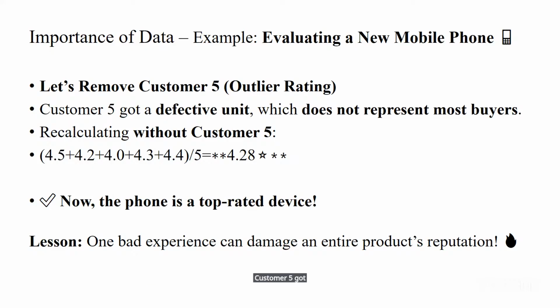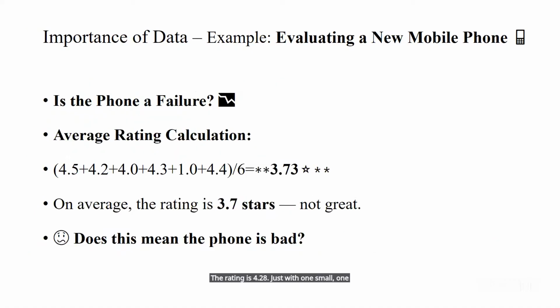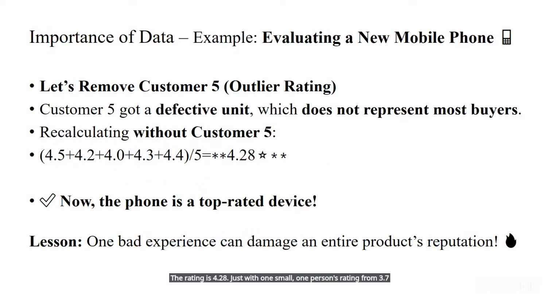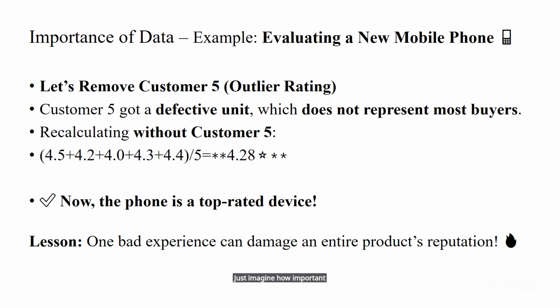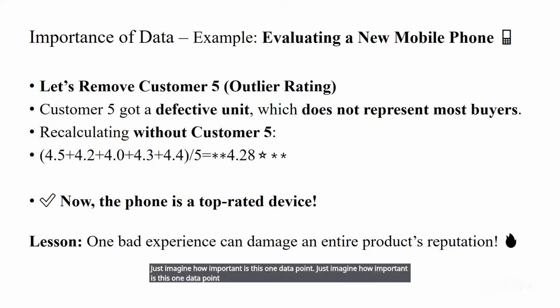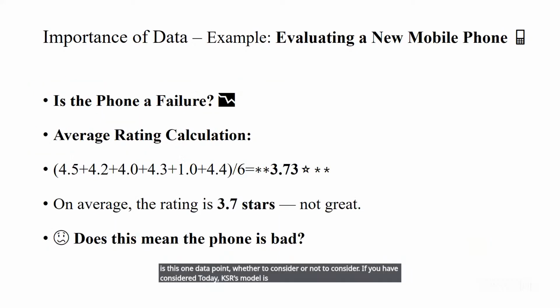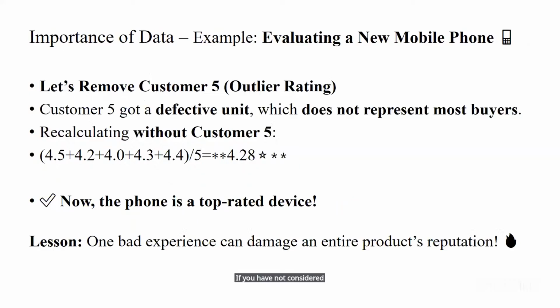Customer 5 got a defective piece, which does not represent most buyers. So I've removed him. Now I've calculated the rating. The rating is 4.28. Just with one person's rating removed, from 3.73 it has grown to 4.28. Just imagine how important this one data point is, whether to consider or not to consider. If you have considered, today KSR's model is a failure model. If you have not considered that person and your rating is 4.28, excellent model.